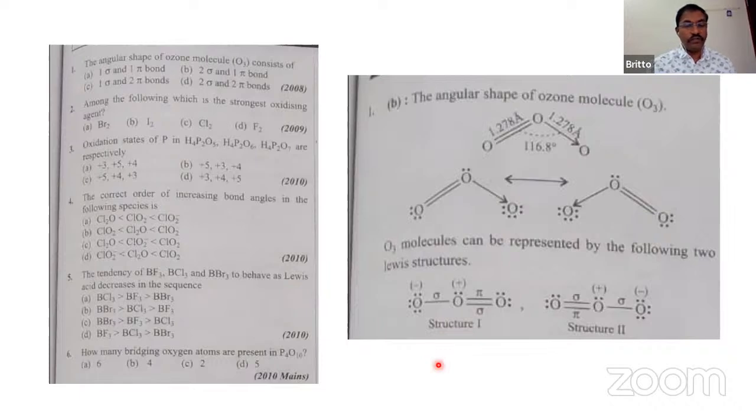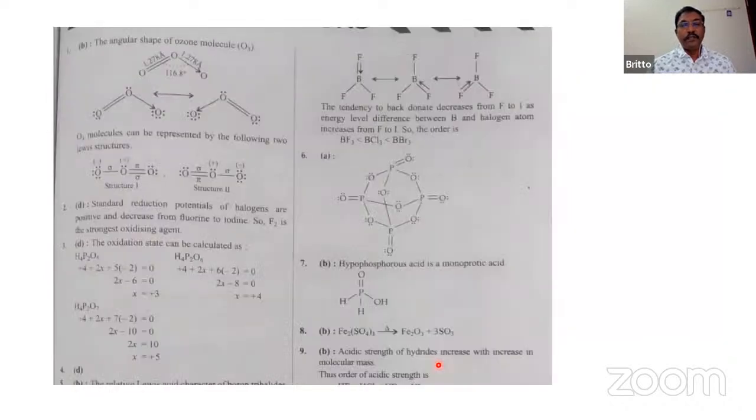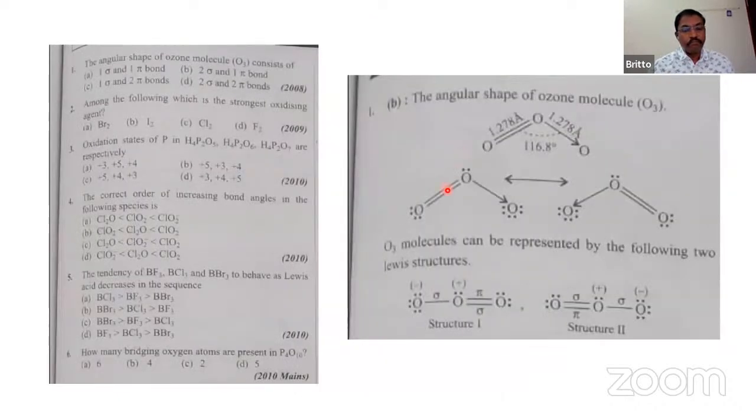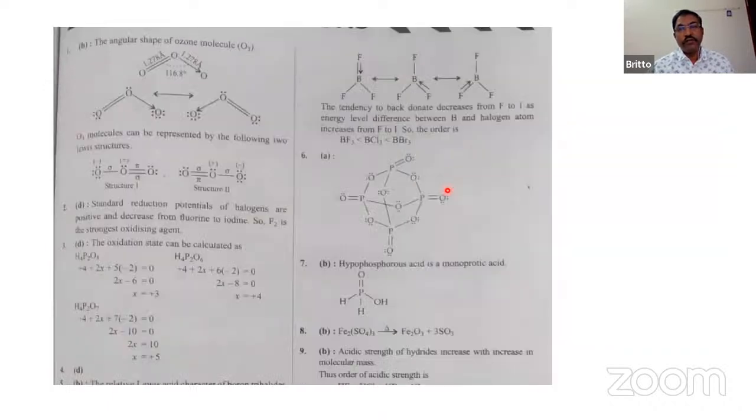And then they have asked how many bridging oxygen atoms are present in P4O10. This is the structure of P4O10, it has 1, 2, 3, 4, 5, 6. There are 6 bridging oxygens. If you look at the bridging, there are 6 P-O-P bonds. So 6.